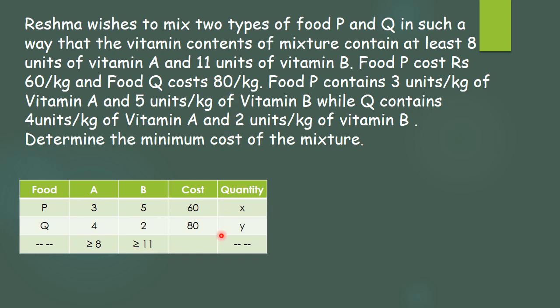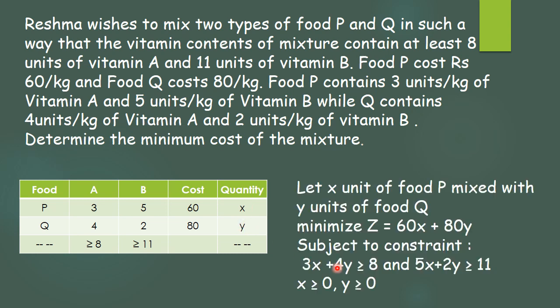This was not given. They have asked to mix. So we are going to assume that x kg of food P will mix with y kg of food Q, and whatever mixture we get will have the minimum cost. So this is an assumption we have made, and we have written it in that table only because it will become so easy for you to write. So here we have written, let x units of food P be mixed with y units of food Q.